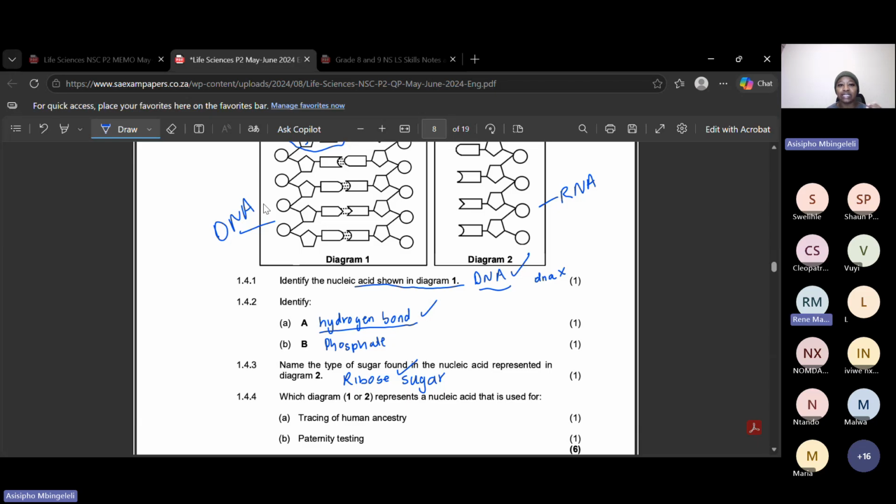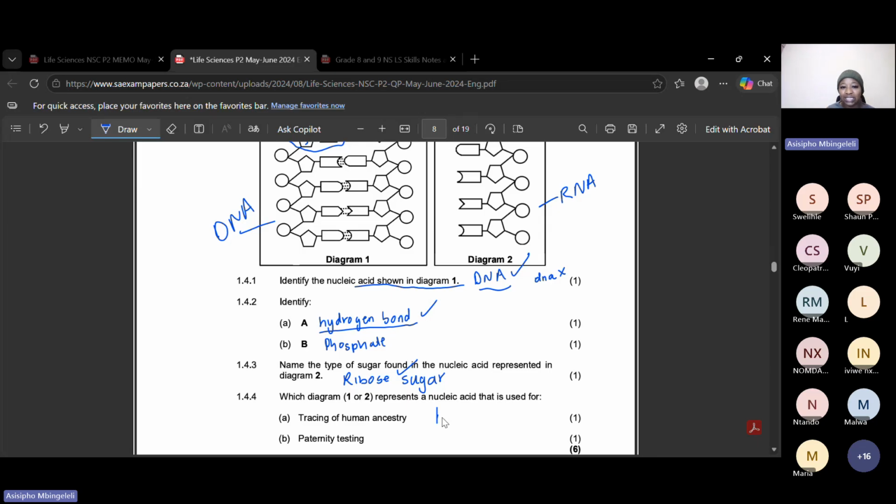So when we trace our ancestors, what do we basically use? We use the DNA. So that will be diagram 1. To know a lineage between maybe a father, grandfather, great-grandfather, we are going to use DNA, right? So that will be diagram 1.